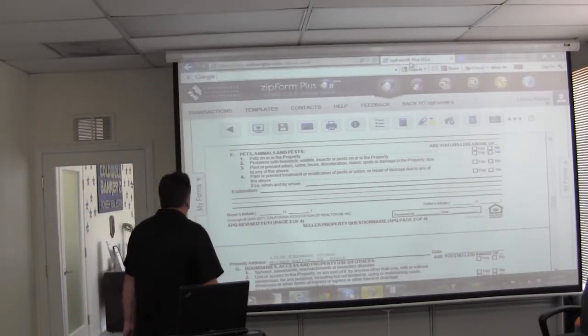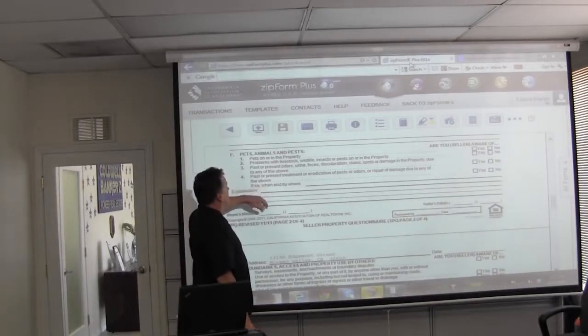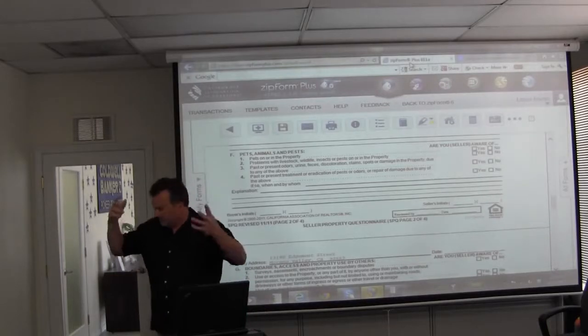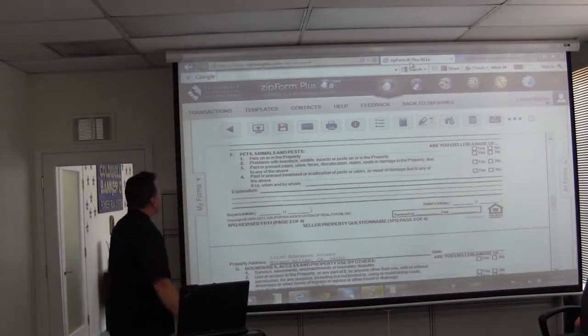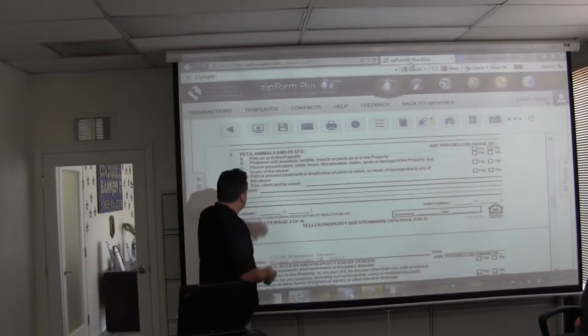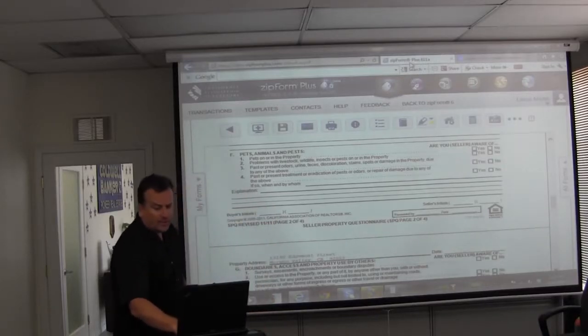Okay, past, present odors, urine, feces. What happens if your dog pisses on your carpet? I don't care how hard you try, it goes down into the pad. Past, present treatment, eradication for pest odors, repair damage in any of the dog area. Disclose, disclose, disclose.